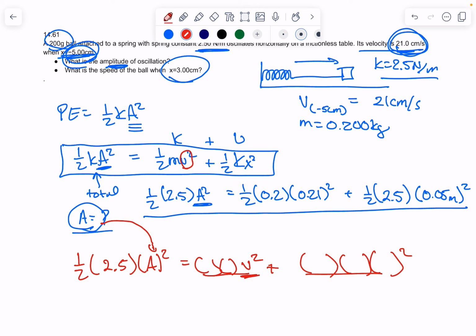Honestly, I set this up and put it in my solver, because I could do it by hand, but the solver does it so much faster. That's what I would do. Use the solver on your calculator.